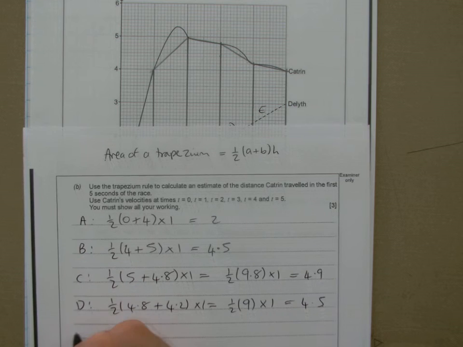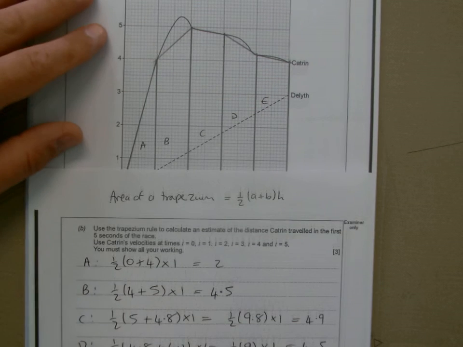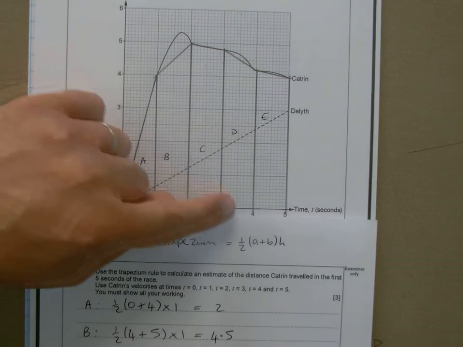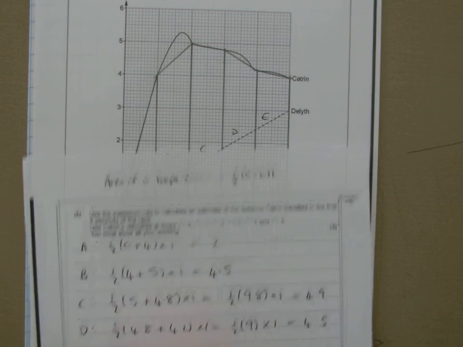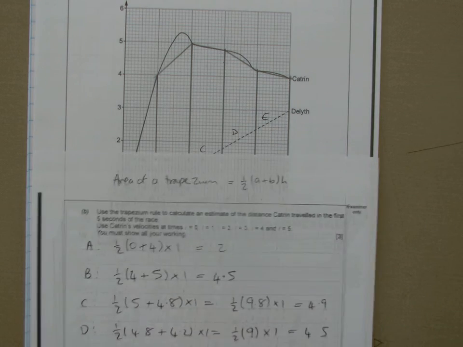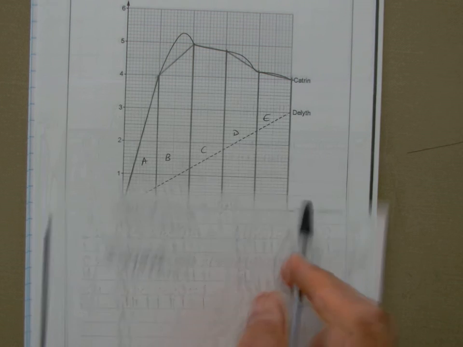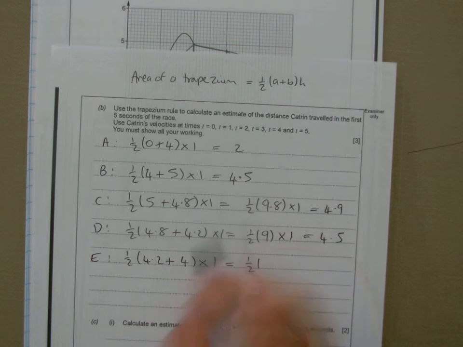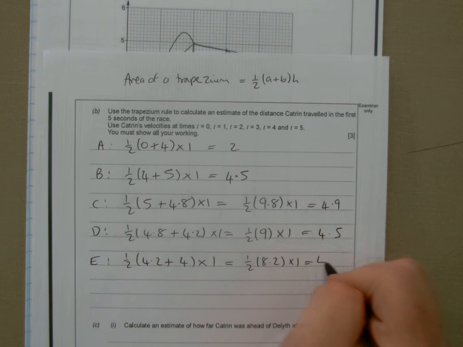And then E, the last section. For E, you can see that that side there is of length 4.2 as we had before, and this length here is exactly 4. Remember the height between them is just 1, it's the same for all of them. So that will be, well, 4.2 plus 4 is 8.2, times a half, times 1, so you get 4.1.